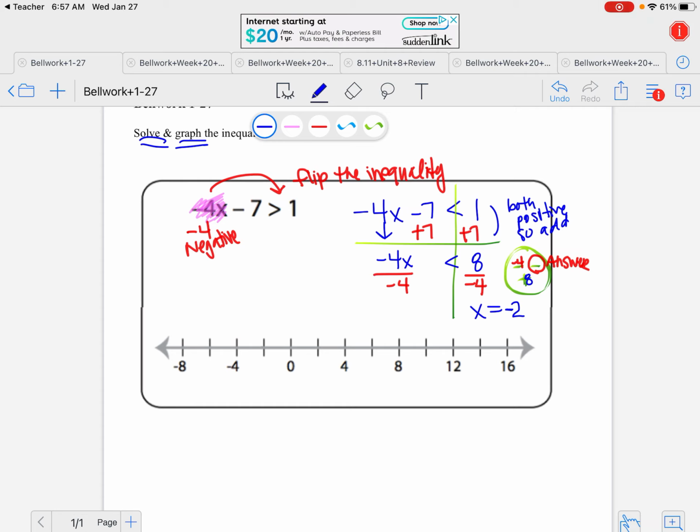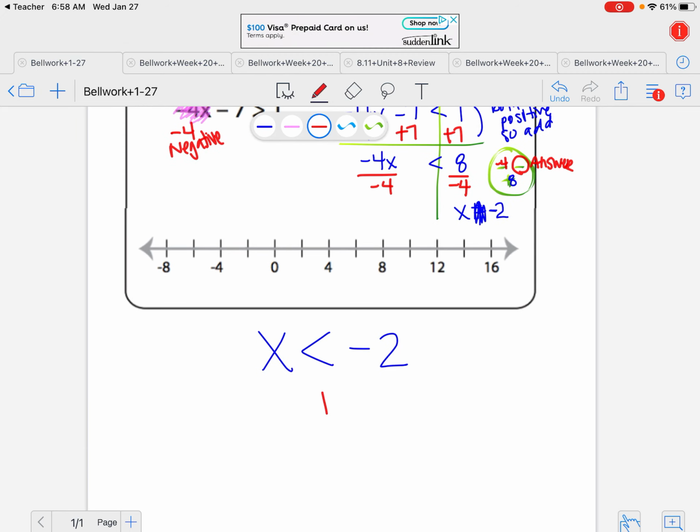Okay, so my final answer, it's not going to be equals because we had a different symbol. We're going to say x, we flipped our symbol to be less than, and then we had -2 when we solved the inequality.